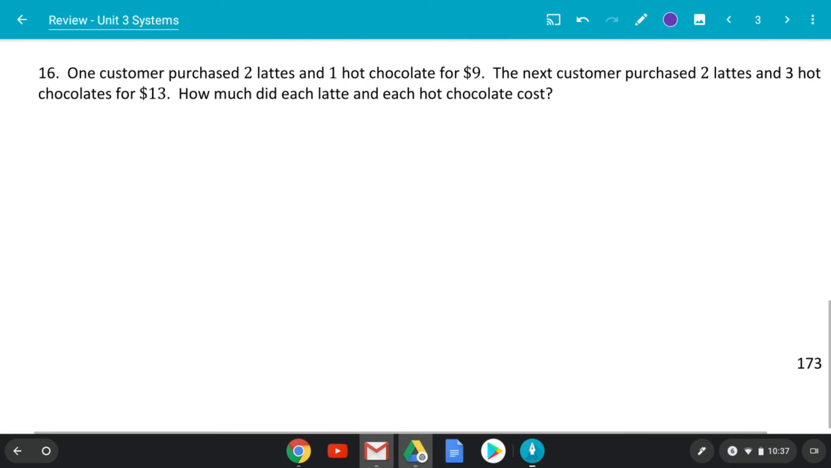Number 16 is a word problem. I know word problems are the most difficult for us students. So please pay attention. We'll do our best. Okay. One customer purchased 2 lattes and a hot chocolate for $9. This is about as straightforward as a word problem as you can get. One customer got 2 lattes, I'll call them L, and hot chocolate I'll call H for hot. So 2 lattes plus 1 hot chocolate for $9.